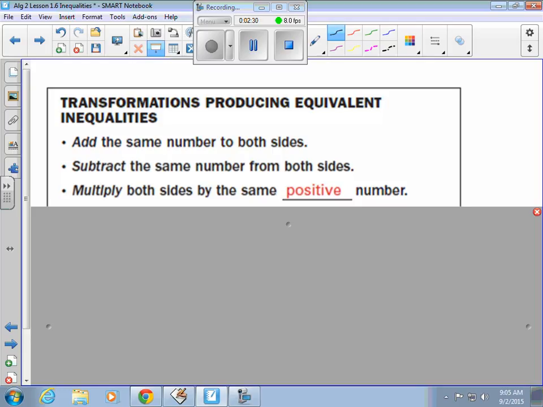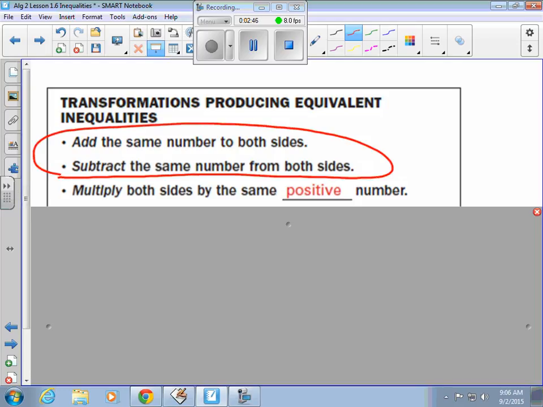Transformations that produce equivalent inequalities. Same thing, just like equations. You undo your order of operations backwards. You add and subtract the same number on both sides. This isn't order of operations. It's just telling you the transformations. But if we were looking at it as order of operations, that'd be the Aunt Sally part, the part you undo first. You do it on the same side.